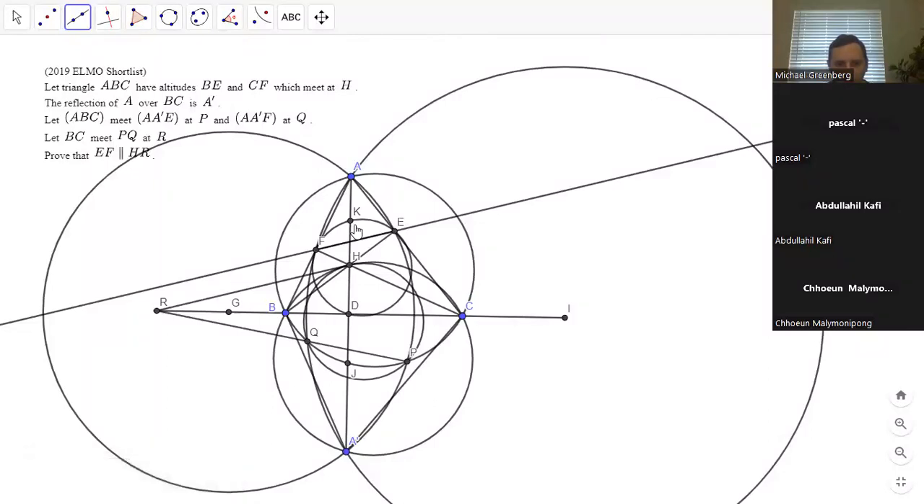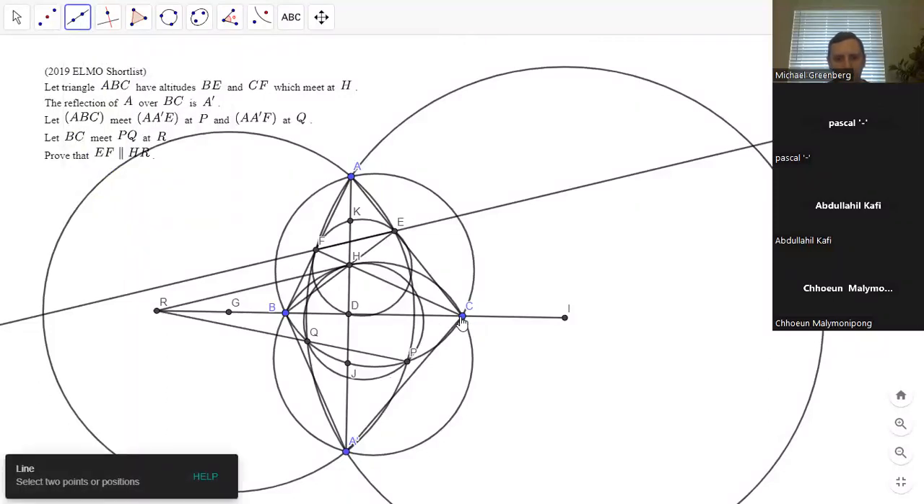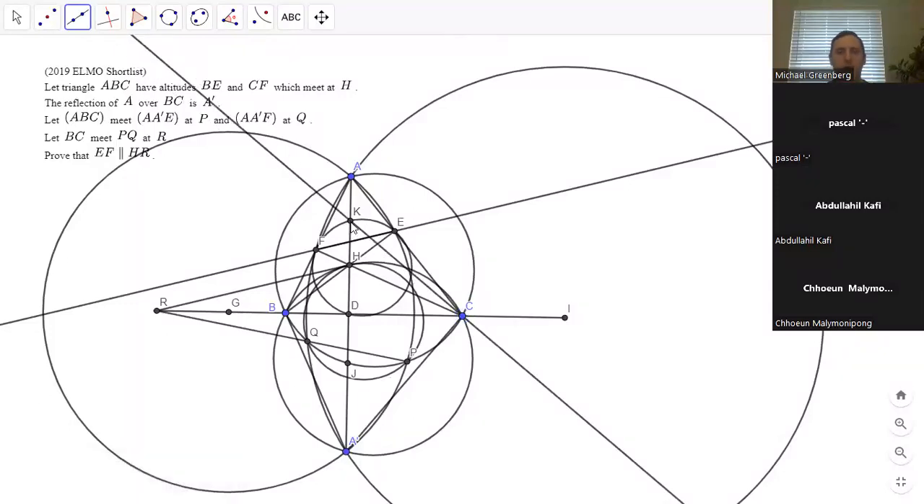So A prime, let me think about this. So this circle A prime P, A prime goes to K. Well, P is the intersection of two circles. So this circle centered at, so E goes to C. So it would be line KC, I think, right? Because A goes to the point at infinity. Okay, so that goes to line AKC.